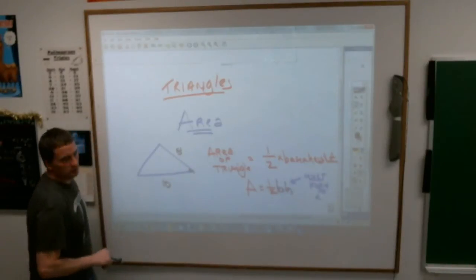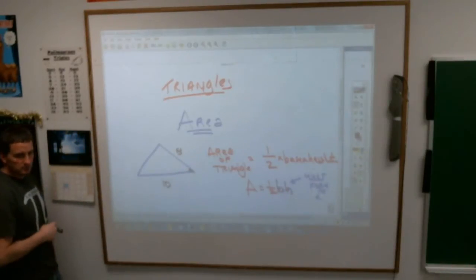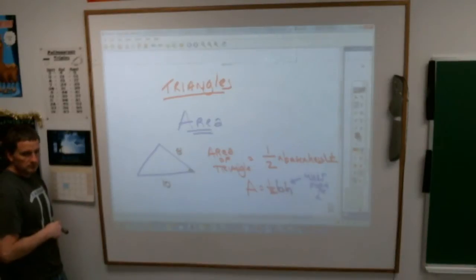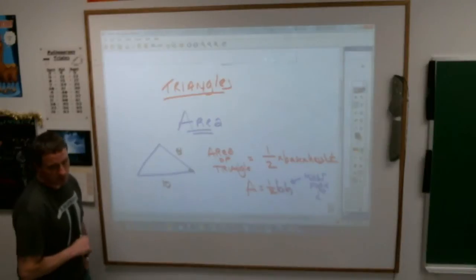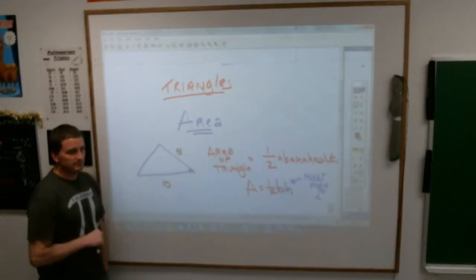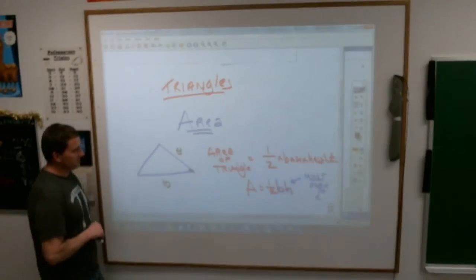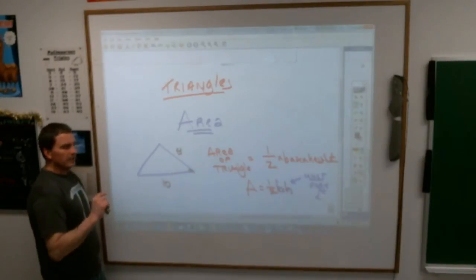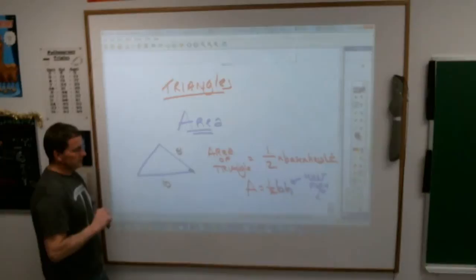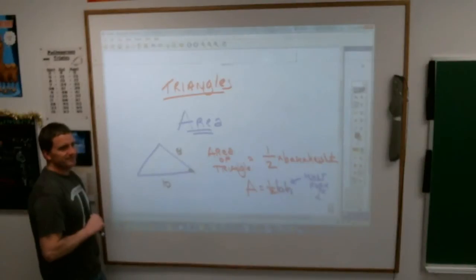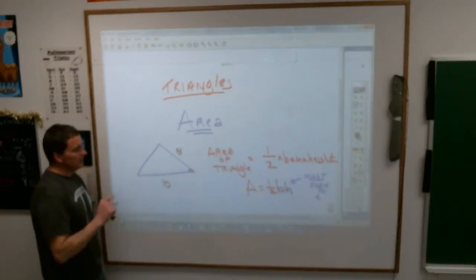So what two things would I multiply together? There's another 8 up there. Base? 8 times 5. Half the base. You don't know? You don't know.